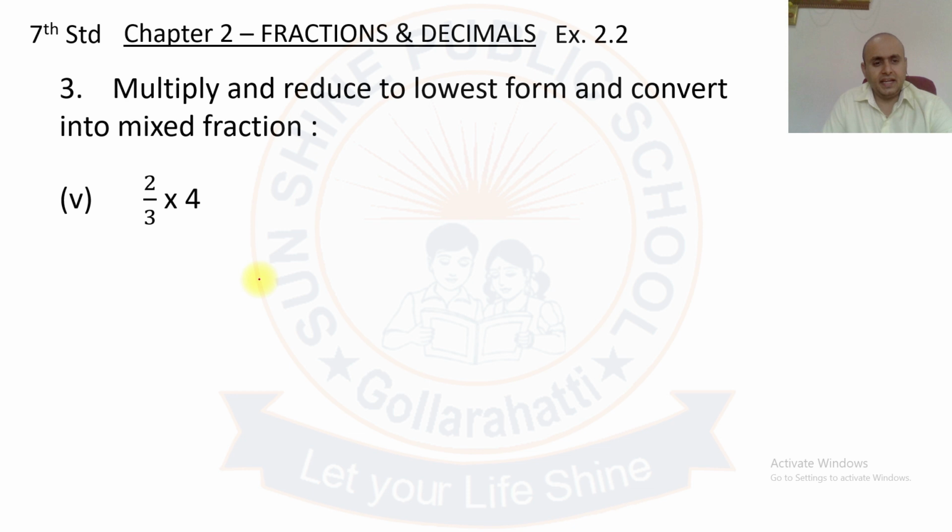So 2 by 3 into 4. Here 4 is nothing but 4 by 1. So 2 into 4 we multiply, and 3 into 1 we multiply. Therefore 2 4s are 8 and 3 1s are 3.